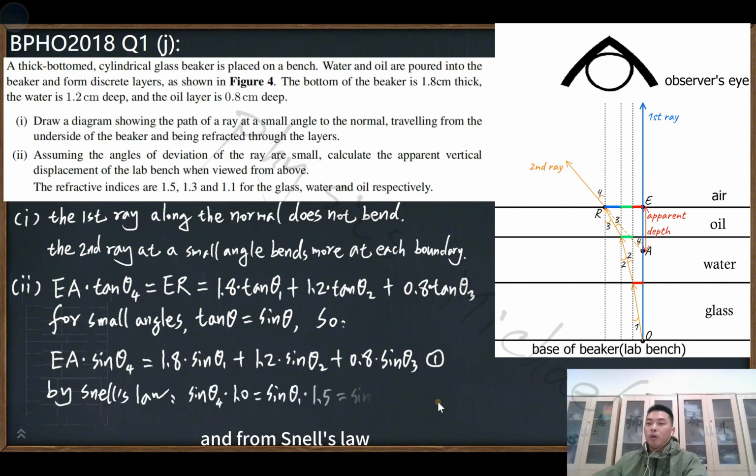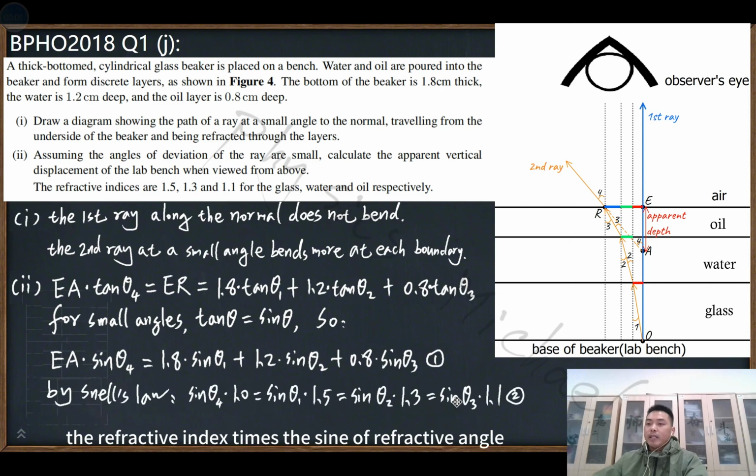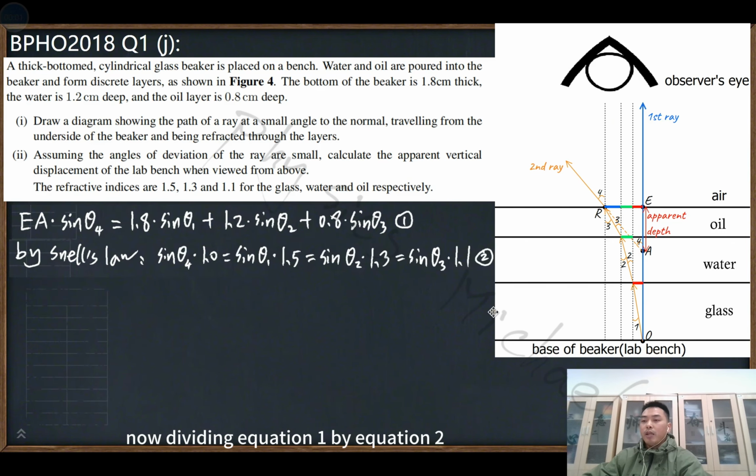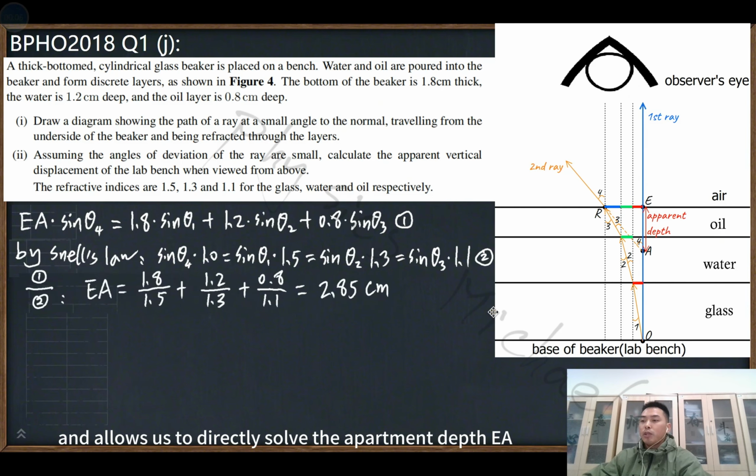And from Snell's law, the refractive index times the sine of the refracted angle is the same across boundaries. So we get 1.5 times sin theta 1 equals 1.3 times sin theta 2 equals 1.1 times sin theta 3 equals 1.0 times sin theta 4. And let's call this equation 2. Now, dividing equation 1 by equation 2 eliminates the angles and allows us to directly solve for the apparent depth EA.